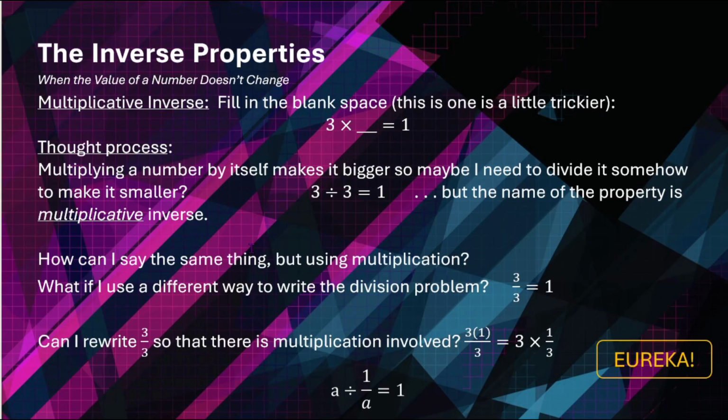So instead of writing this horizontally with 3 and then what I would call the basic division symbol, divided by 3, we're going to have 3 over 3, okay? And it still equals 1. This first one here and this one here, same thing. I just used different division symbols. Okay, so now the question is, can I rewrite 3 over 3 so that there is multiplication involved?